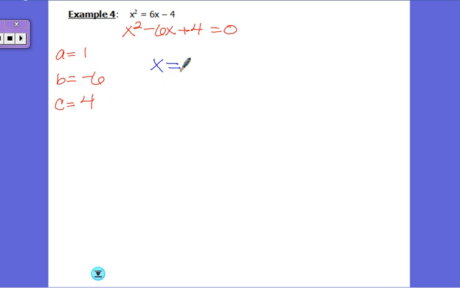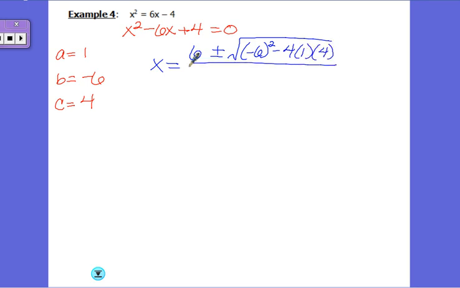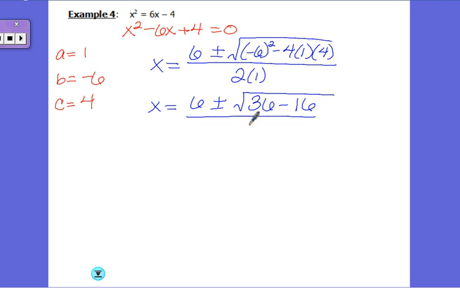So we have x equals negative b. So negative 6 becomes a positive 6 plus or minus the square root of b squared minus 4 times a times c all over 2a. Simplify. 6 plus or minus the square root of 36 minus 16 all over 2. Continue to simplify. We have x equals 6 plus or minus the square root of 20 over 2.